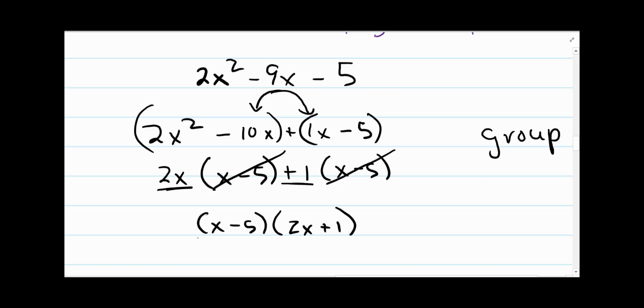And it's okay if you put 2x plus 1 first, then x minus 5. That part doesn't matter. And then look at what we have. X is equal to 5, and x is equal, well, the opposite of 1 is negative 1. The opposite of multiplying 2 is dividing 2.